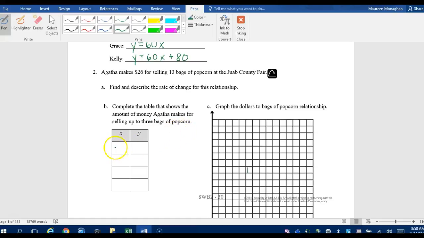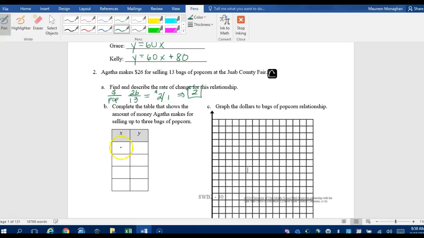Okay. So what is her rate of change? Well, she gets some money for every bag of popcorn she sells. And it looks like she's going to get $26 for selling 13, which the rate of change, or the unit rate, is going to be $2 for one bag. So the rate of change without the dollar sign is just going to be simply 2.